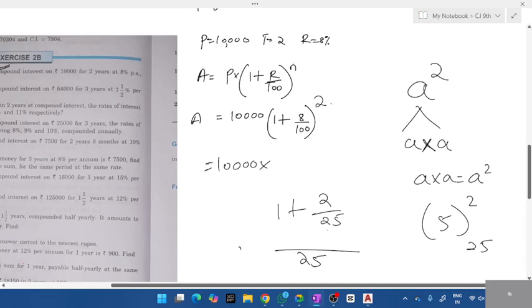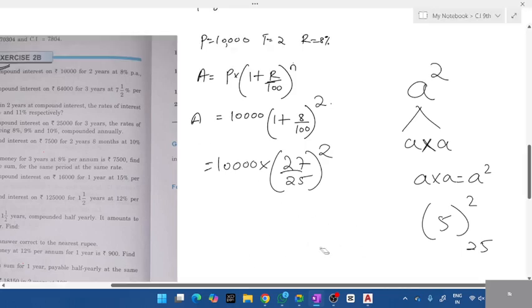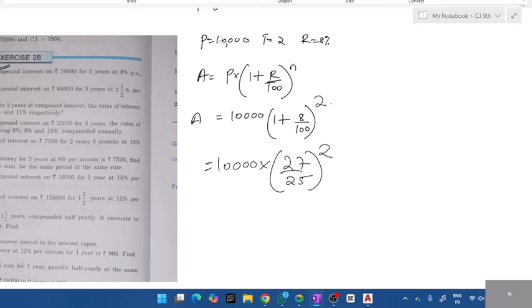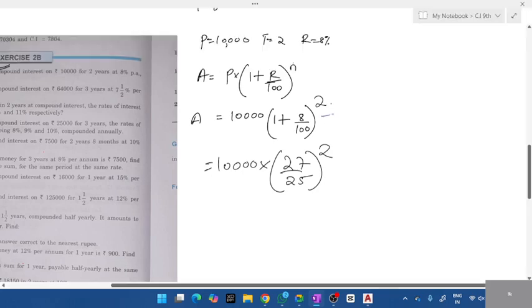Don't write anything, first listen. When you take LCM, what do you get? In the numerator, what do we get? 25 plus 2, 27. Is this clear? Did you understand till here? Response, students. Reply, unmute the call. Did you understand up to this point? We reduced it and we took LCM. Look here. This 1 plus 8 by 100, the whole square. You can reduce it and take LCM.